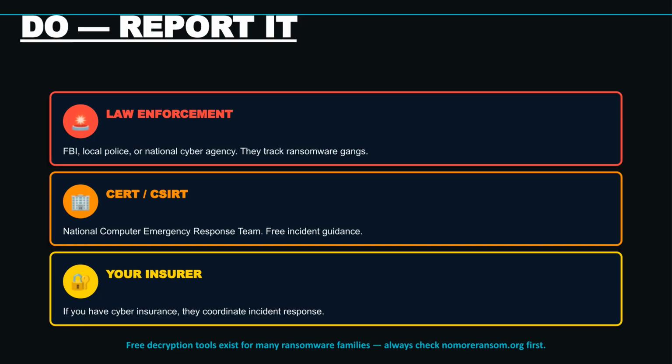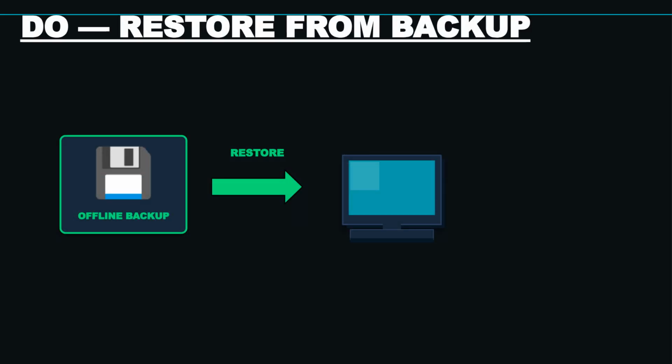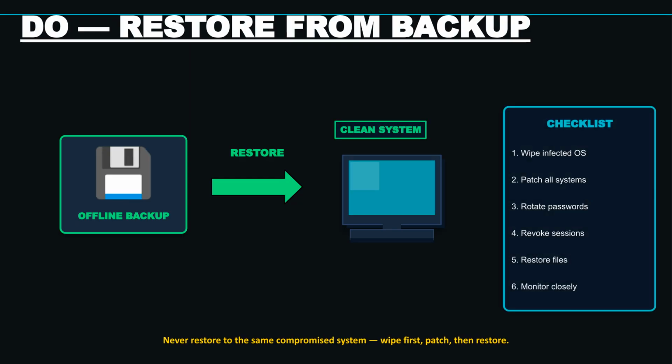Free decryption tools exist for many older ransomware families. Always check nomoreransom.org first. Finally, restore from your offline backup. Never restore to the same compromised system. Wipe the OS first, patch, rotate passwords, then restore your files.